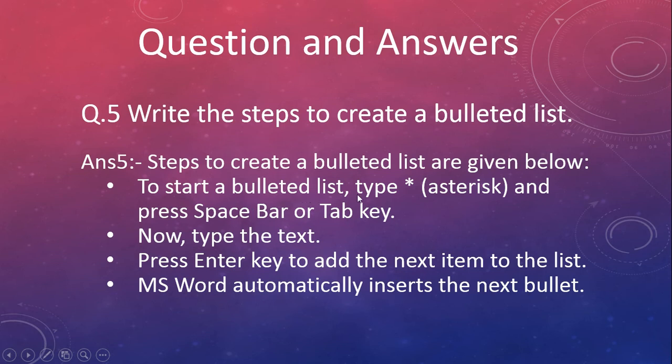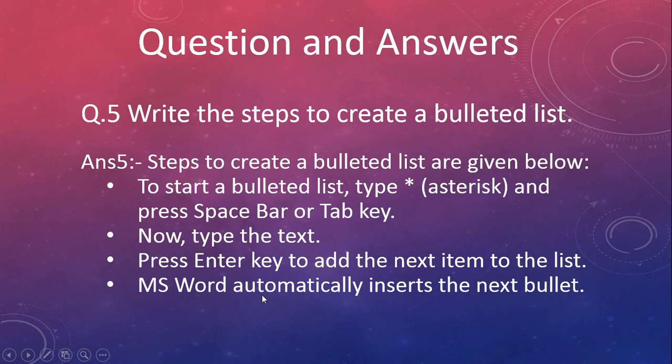To start a bulleted list, type asterisk. This symbol is known as asterisk, and this asterisk is present on the number key 8. Then after typing the asterisk, you have to press the space bar or tab key. Now type the text. After that, press the enter key to add the next item to the list. As you press the enter key, the next bullet will be added, and you can add your item.